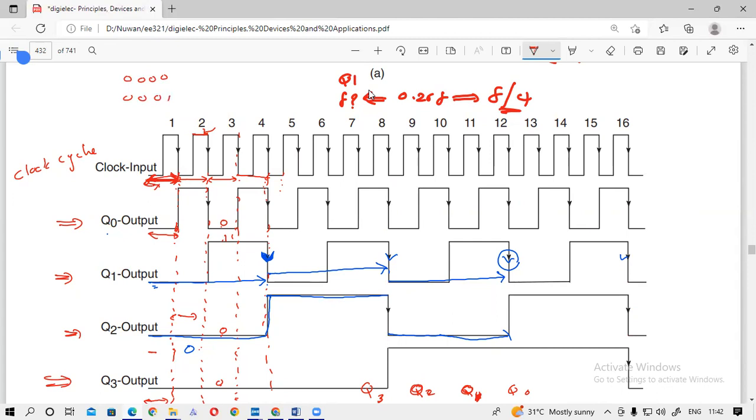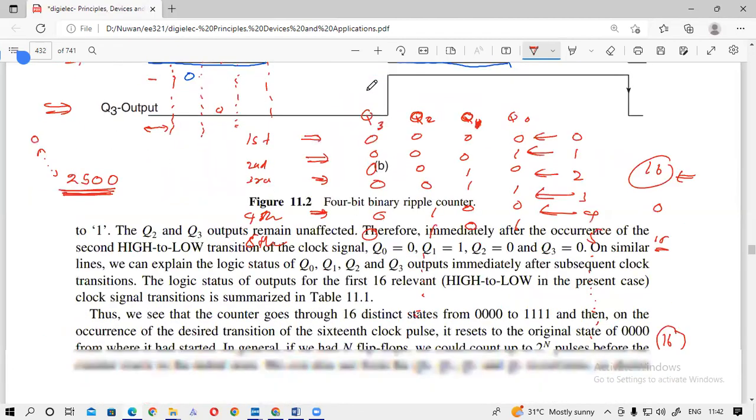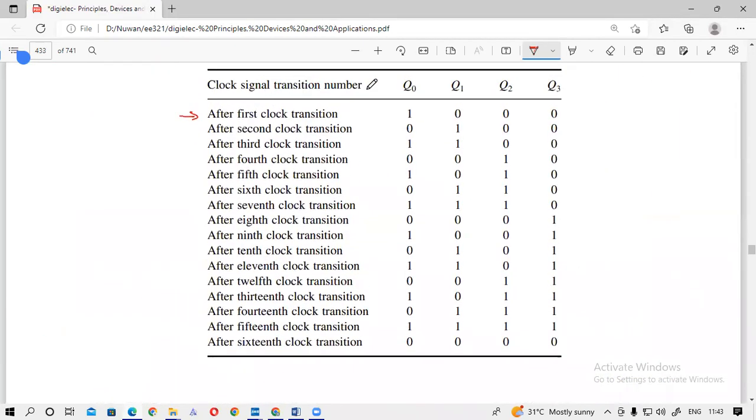But that table shows after the first cycle, after the second cycle, and so on, so it starts from 1. And this Q0 should be the LSB, least significant bit, and this Q3 should be the MSB, most significant bit. So this should be changed, it should be Q3 to Q0, because this should be LSB and this should be MSB.